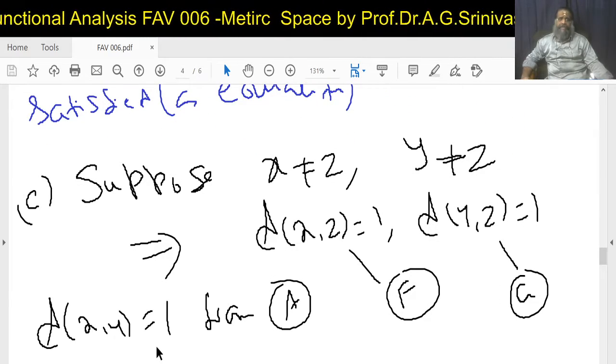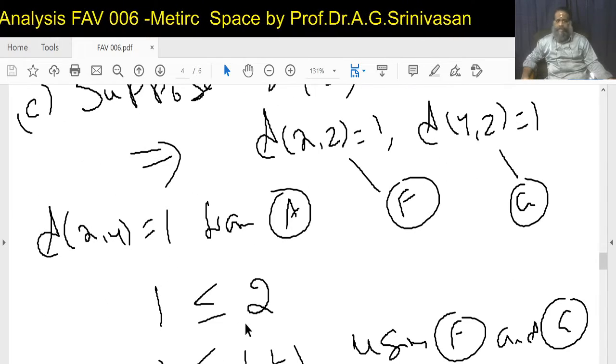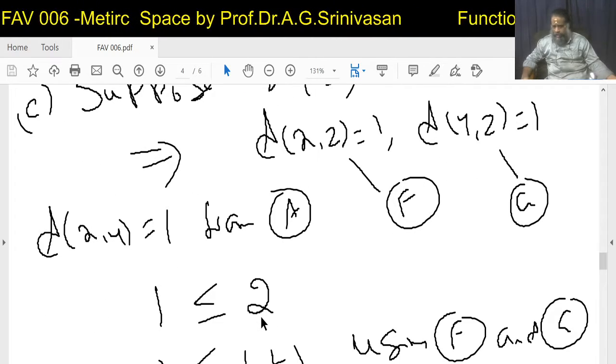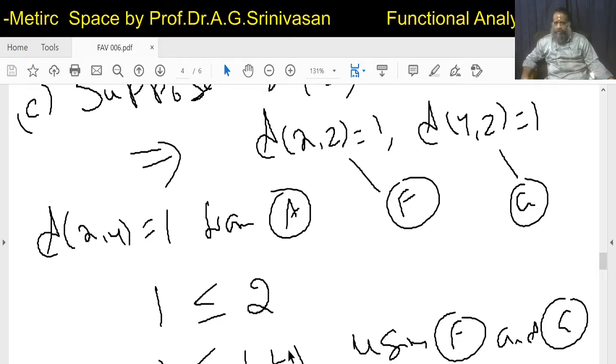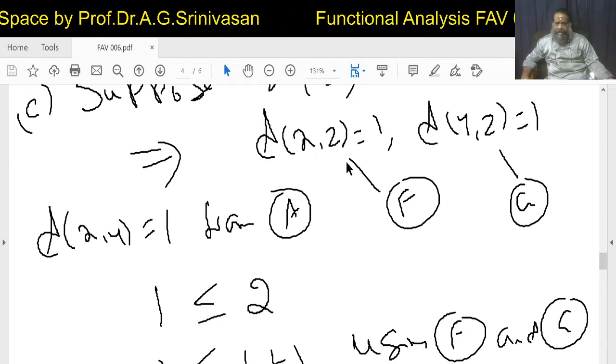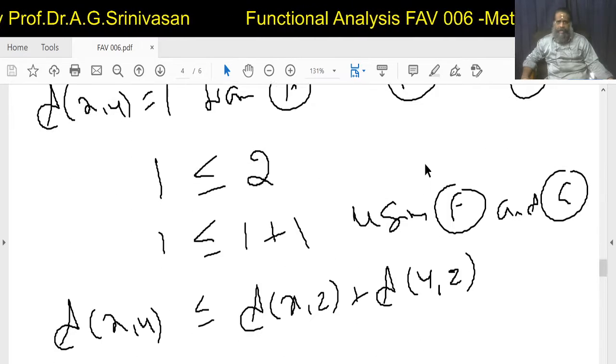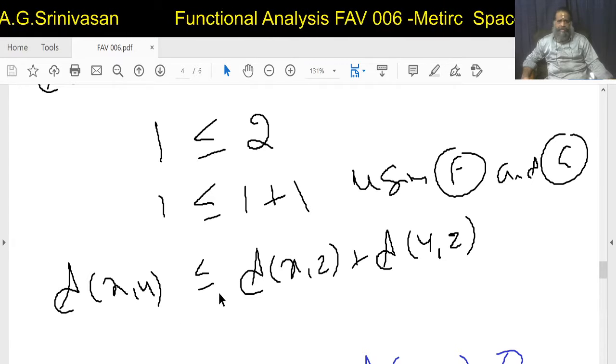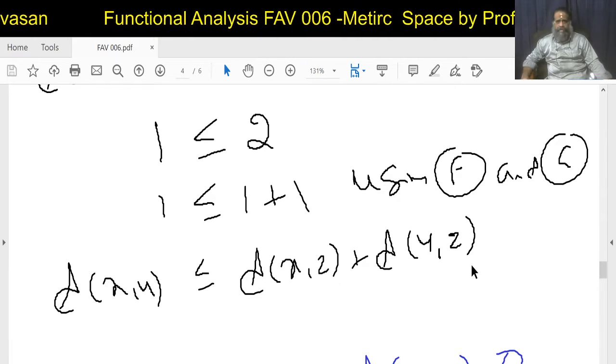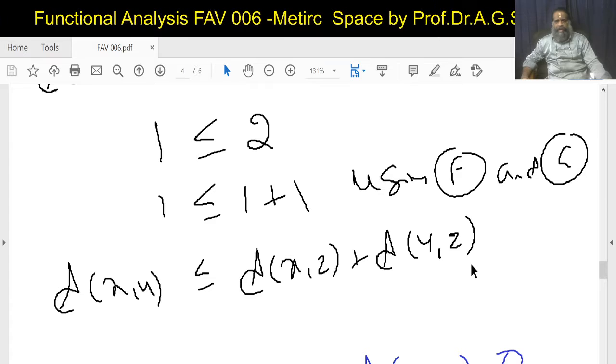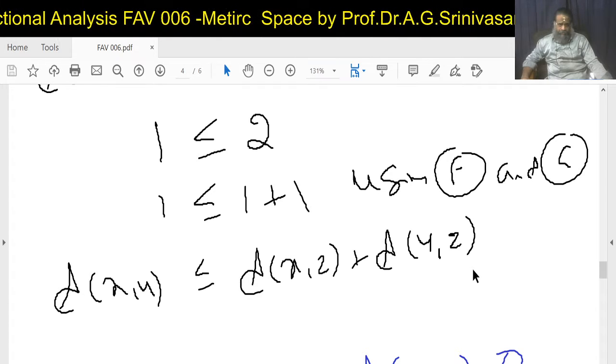And from A, d of xy is 1, but 1 is less than or equal to 2. Actually, it's less than 2 that is required, but 2 can be written as 1 plus 1. I shall replace 1 by d of xz and 1 by d of yz. So d of xy is less than or equal to d of xz plus d of yz. So the triangle inequality is satisfied. Now it is strictly less than.